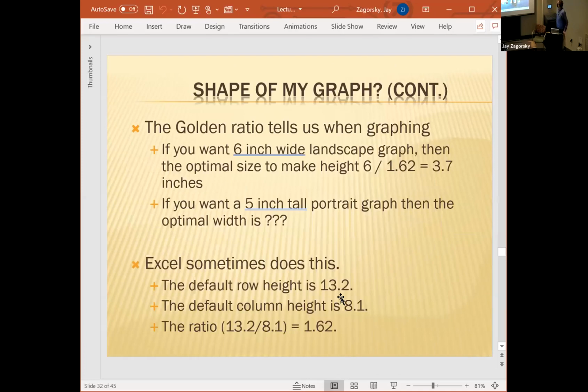So there's a whole slide here for those of you who are interested in the math, where you can figure out exactly the size. But it's pretty straightforward. Take any intro drawing class and we'll talk about the golden ratio.